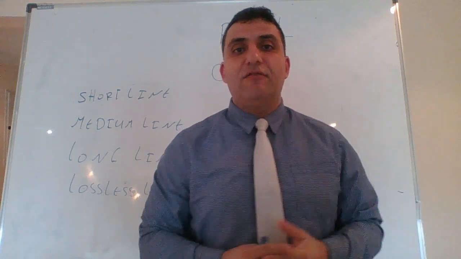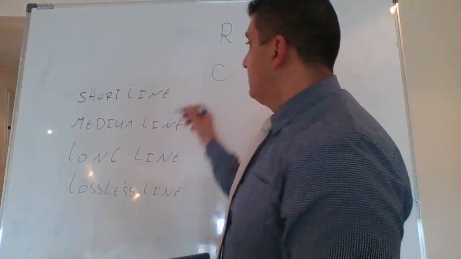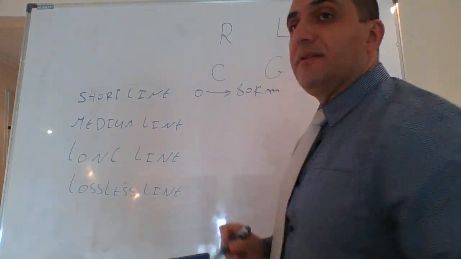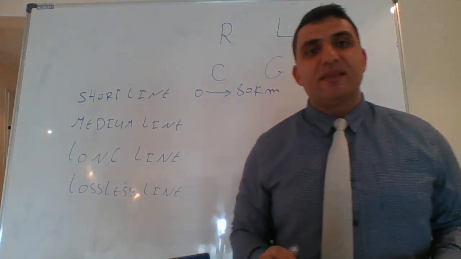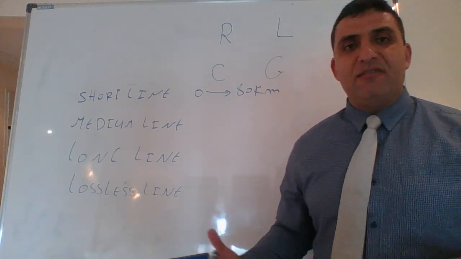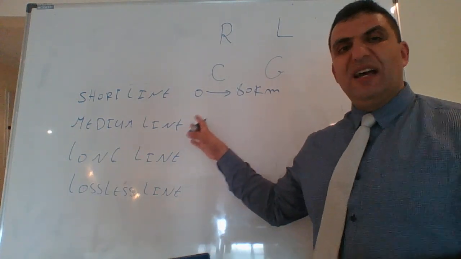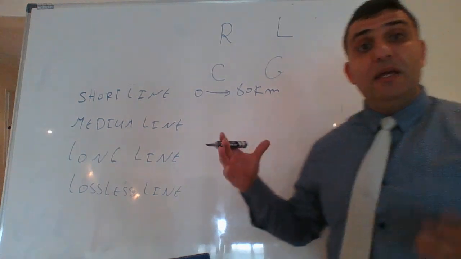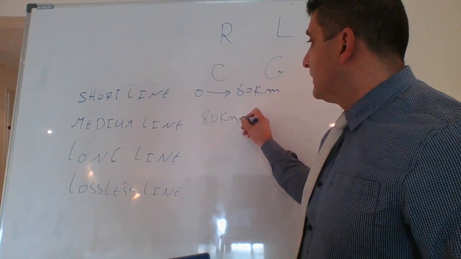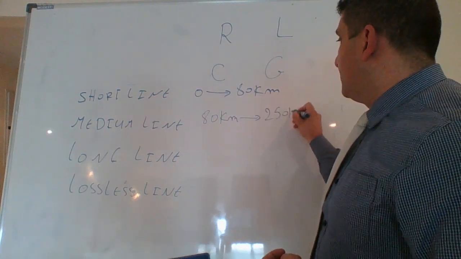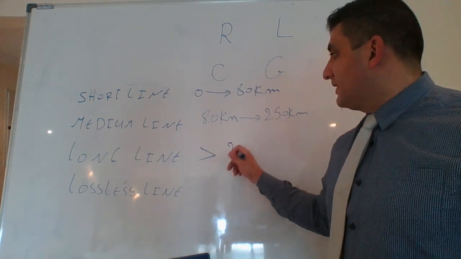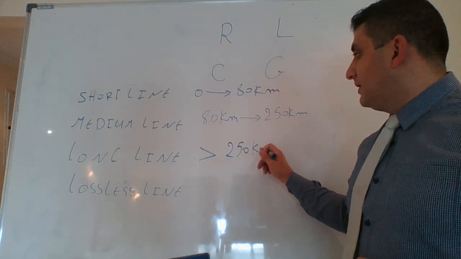Now, for a short line, like I said in a previous lecture, depending on the voltage and the standard that you follow, this varies between 0 to 80 kilometers in length. The medium line, depending on the book and the standard, varies between 80, 160, or 250. In our book, the medium line is between 80 kilometers and 250 kilometers, and a long line is when the system is bigger than 250 kilometers.